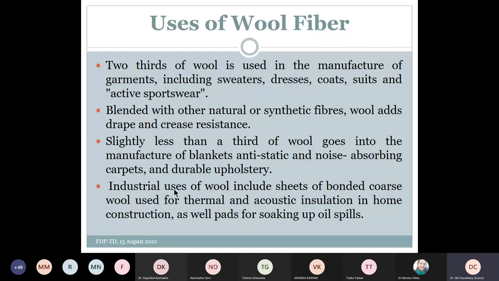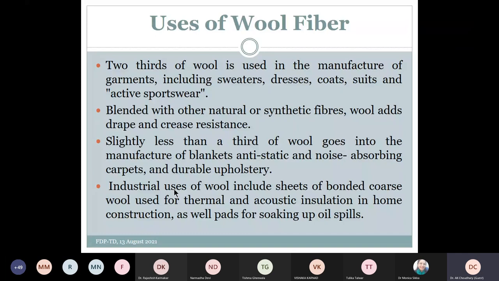And internationally, the International Wool Secretariat, IWS, they are keeping an eye on all the quality manufactured, either the yarn or the product, and on the basis of their percentage of wool, they are given a wool mark. So there are three or four wool mark certifications given by IWS on the basis of the percentage of wool in the products. So wool is one of the costlier textile products.